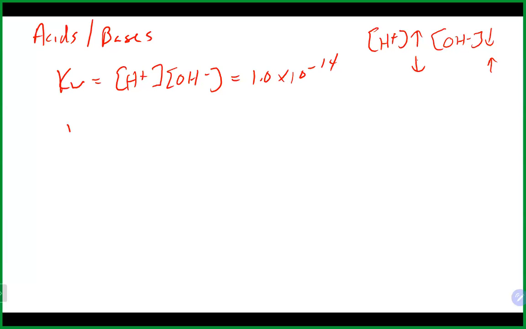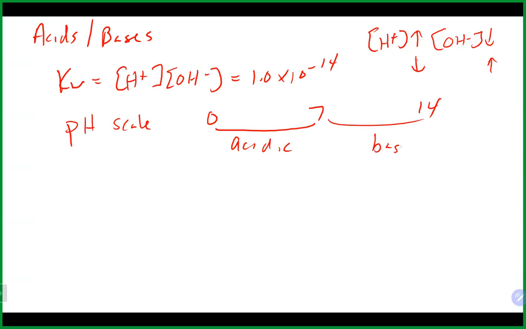We talked about the pH scale, which runs from 0 to 7 to 14. Again, below 7 is acidic, above 7 is basic, and 7 is neutral. We could calculate the pH by taking minus the log of the H plus concentration. And once again, we talked about your calculator.